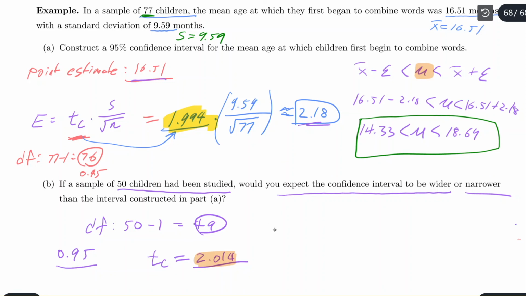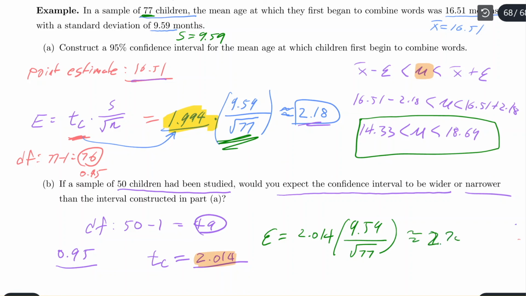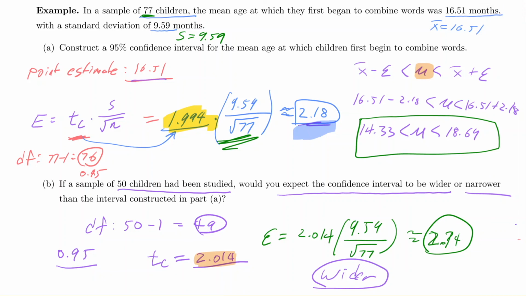So let's just calculate the margin of error for practice. It will be this critical value times 9.59, the sample standard deviation, divided by the square root of the sample size. And I get about 2.74. So the margin of error is bigger than the previous one. Therefore, the confidence interval will be wider. The range will be bigger because the margin of error is bigger. So something to keep in mind in general: you want a bigger sample size.